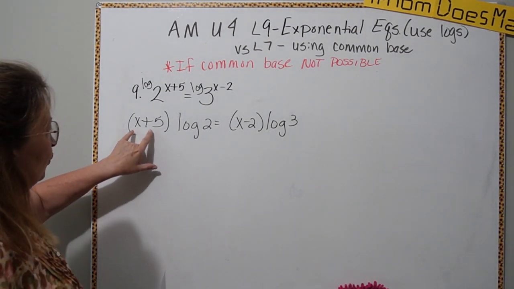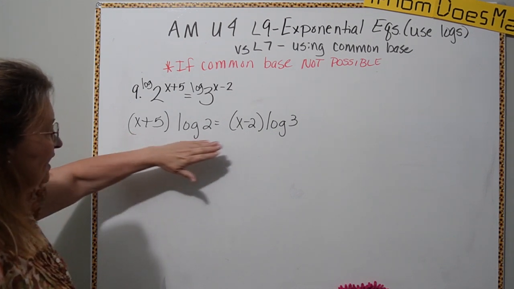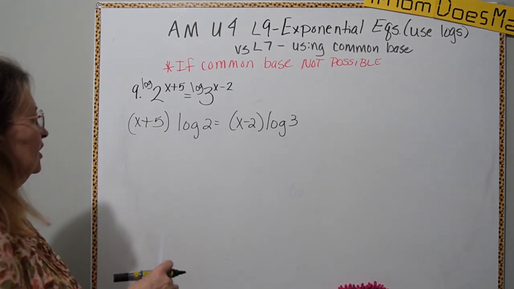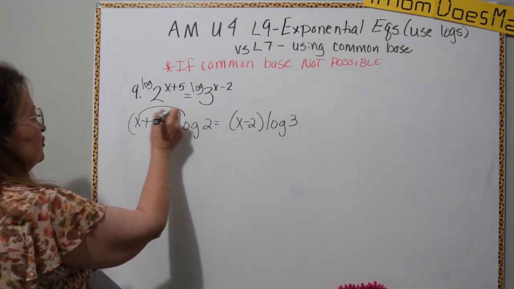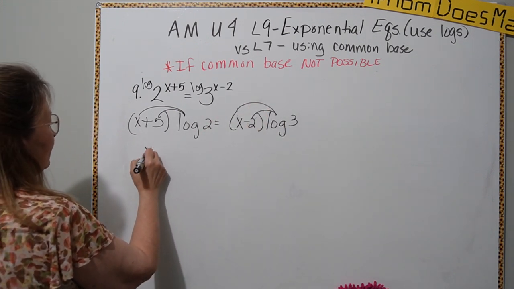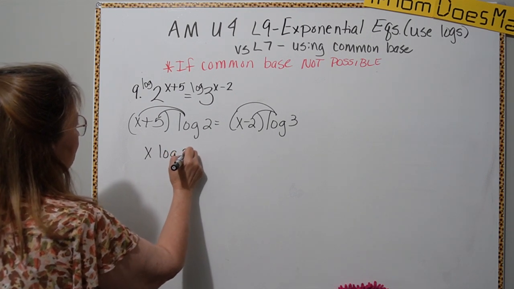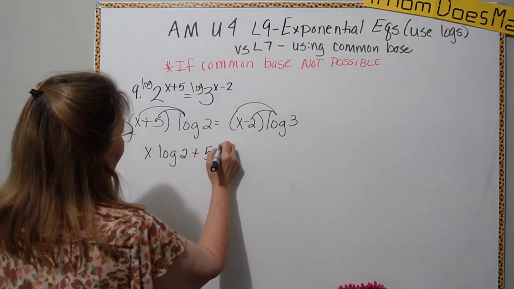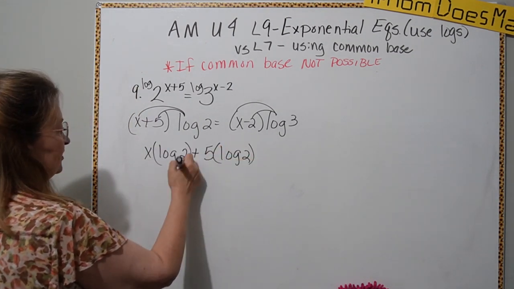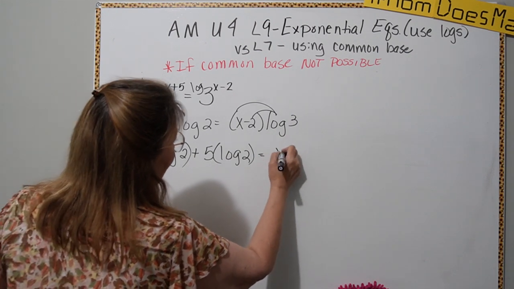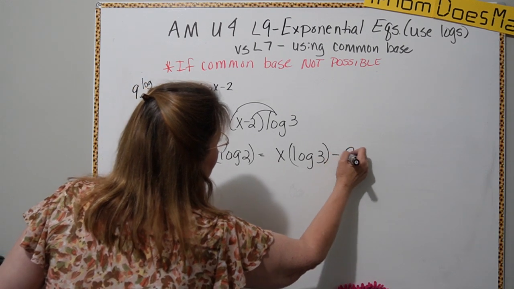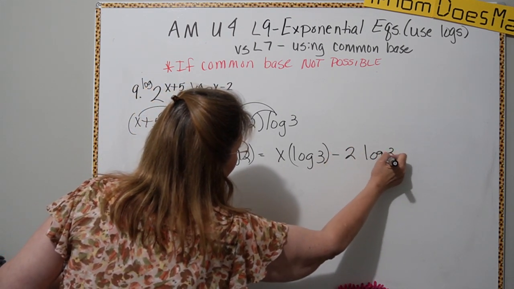Now, this next step is going to look kind of crazy, but this is actually a pretty common thing to do when you have your variable buried inside of a binomial on both sides. We've got to separate it and then get them together. So what we're going to do here is distribute, multiply the log times both of those. So what I have now is x log 2 plus 5 log 2 over here, and I'll put those in parentheses. All right, we're going to do the same thing here. Now I have x times log 3 minus 2 times log 3.